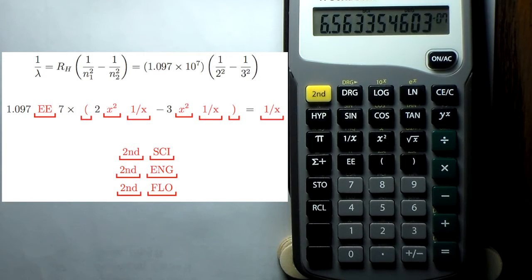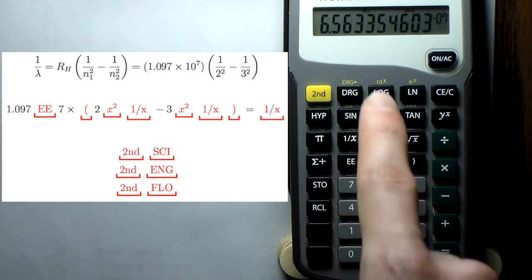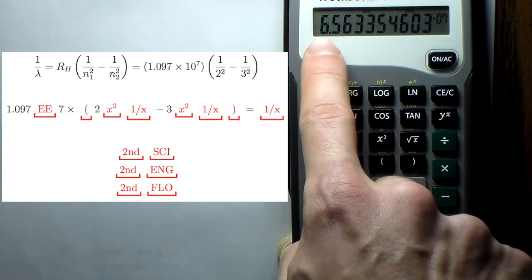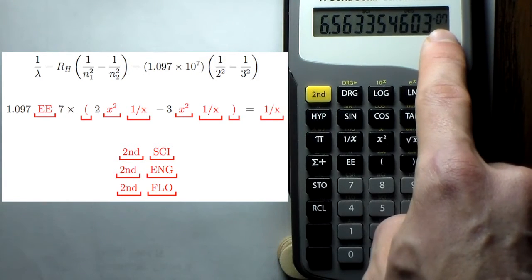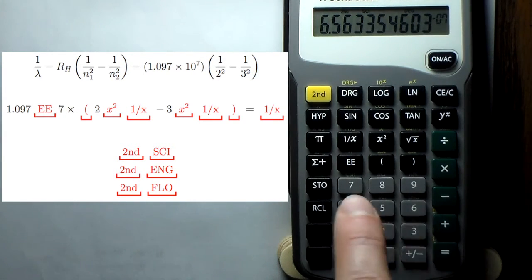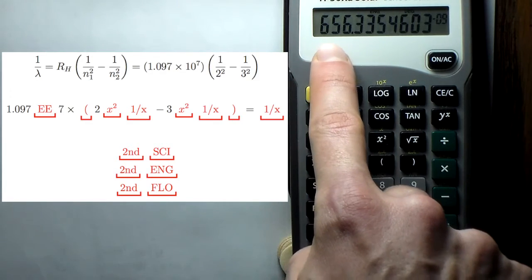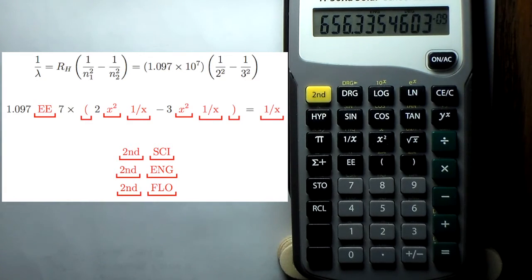All right, so that makes it a lot easier when you're trying to write down your answer in scientific notation instead of putting a billion zeros right in front of there. And also we can do this in the engineering notation. So notice this is 6.56 times 10 to the negative 7, but if we go here and put this in engineering notation, now this is going to be 656 times 10 to the negative 9.